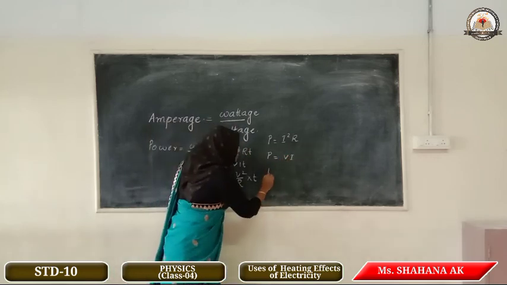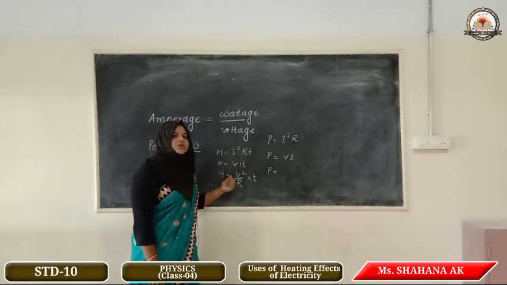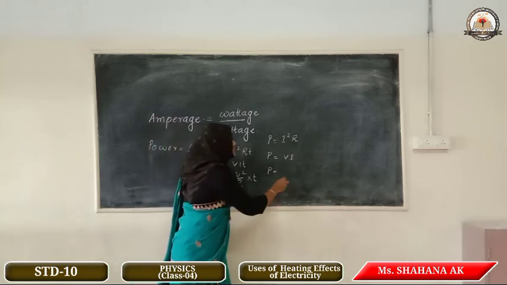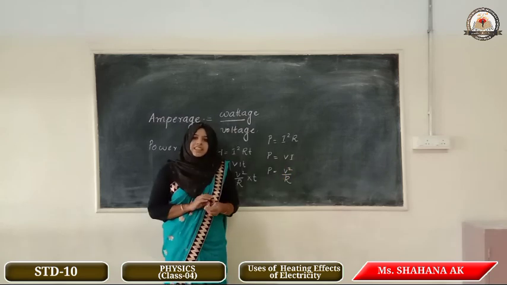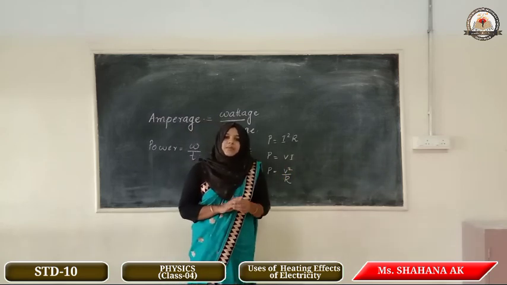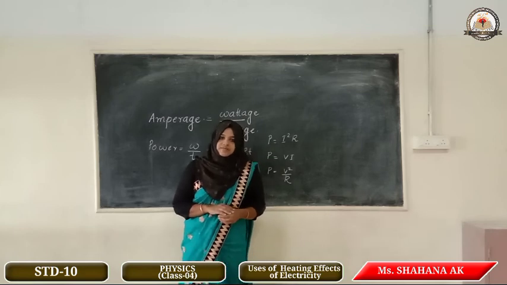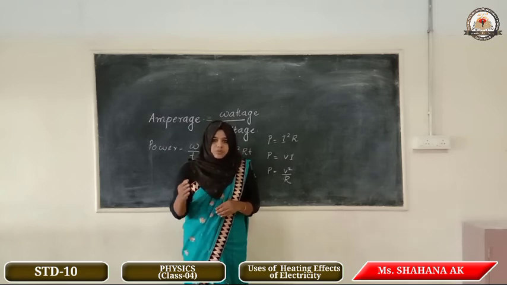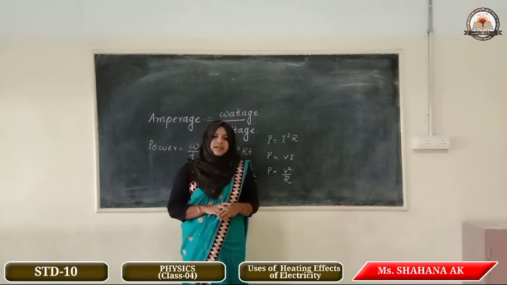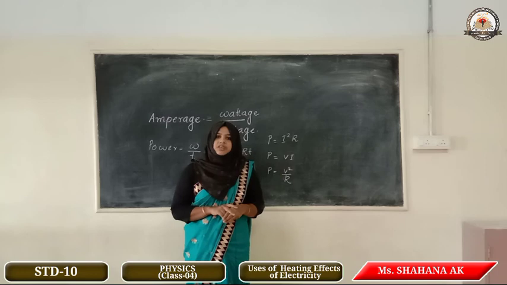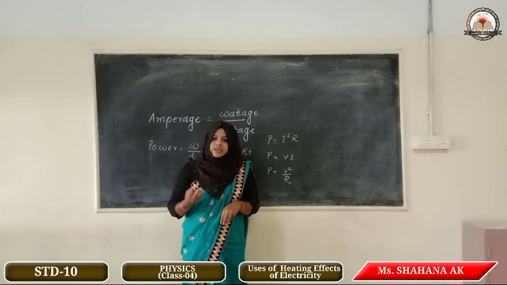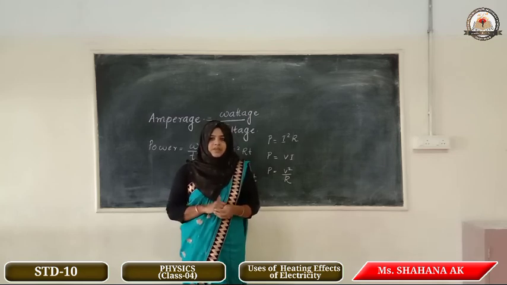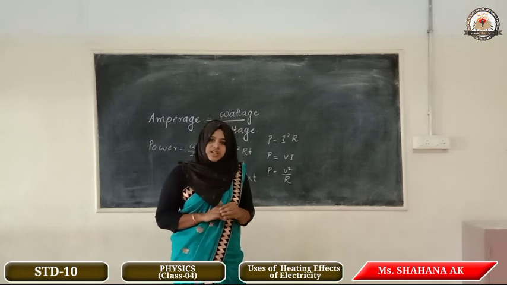Then here is the third equation of power. From the equation H is equal to V square by R into T, P is equal to V square by R. These are the three equations to calculate the power of a device. Is it clear? So, the power of an electric appliance is the total energy consumed by it in unit time. Then the unit of power is watt. Then you have to study these three equations of power: P is equal to I square R, P is equal to VI, and P is equal to V square by R.